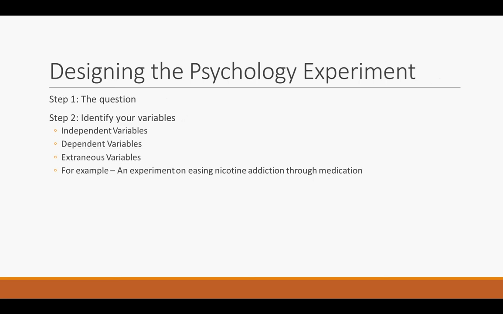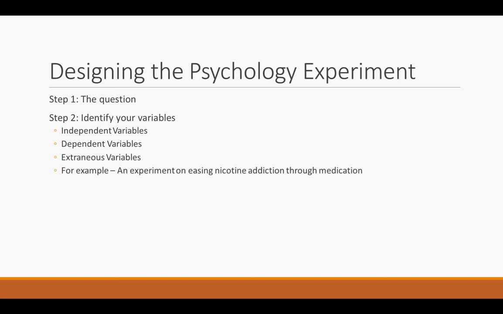Say, and this does fall under the field of psychology, because it talks about addiction and the way things affect the mind, an experiment to ease nicotine addiction through medication. A lot of anti-smoking medication is really just an antidepressant to try to help you kick that addiction. So you want to test the efficacy of this new anti-smoking medication. What you're going to do is, first of all, identify your independent variable. The independent variable in this case is going to be your nicotine medication.